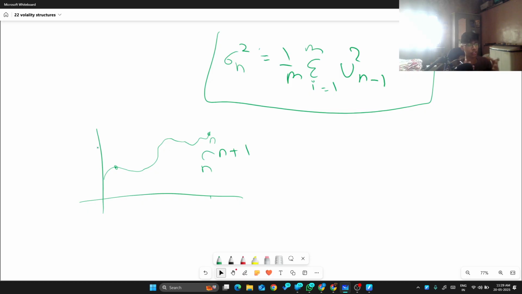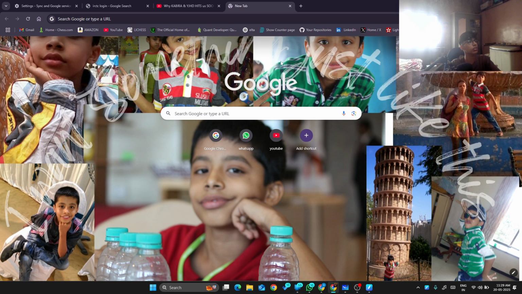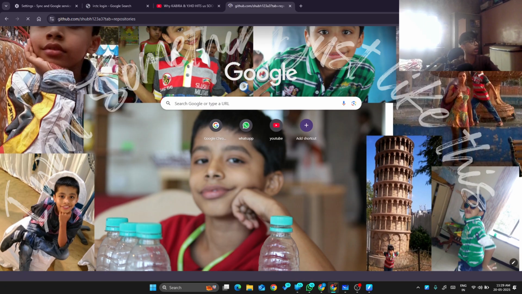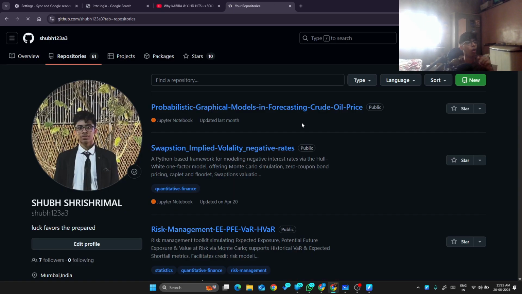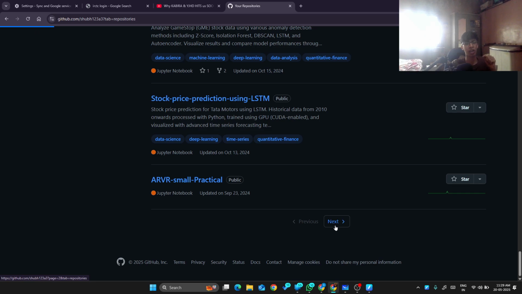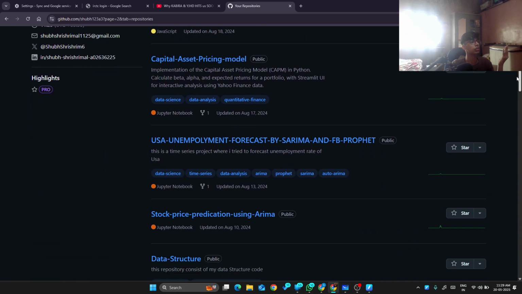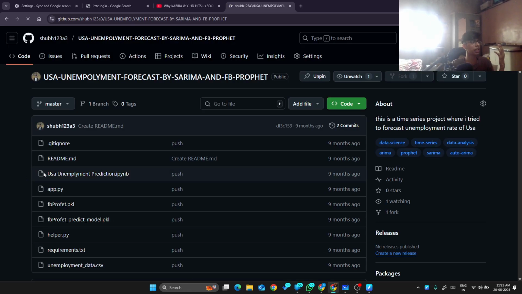To understand this, you have to have a basic understanding of statistics. If I have some ACF PACF, I can show it. I made a project on it, if you like, on how time series modeling works. It is not predicting volatility. I predicted the USA unemployment rate by SARIMA, with seasonality.